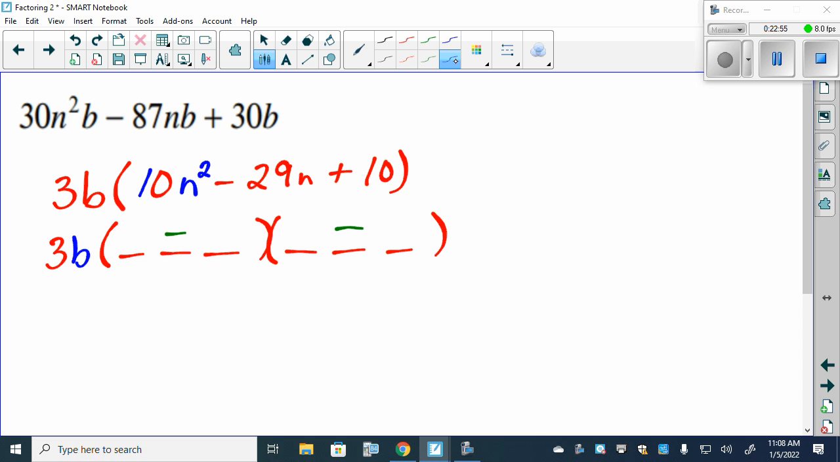Now, the factors of 10n squared and 10, well, n squared is going to be n and n. Now, the factors of 10, on the other hand, are 1 and 10 or 2 and 5. Which one do we want to try first? 1 and 10 or 2 and 5? 2 and 5. And at this point, it really doesn't matter which one we put where. We can just put them in, 2 and 5.